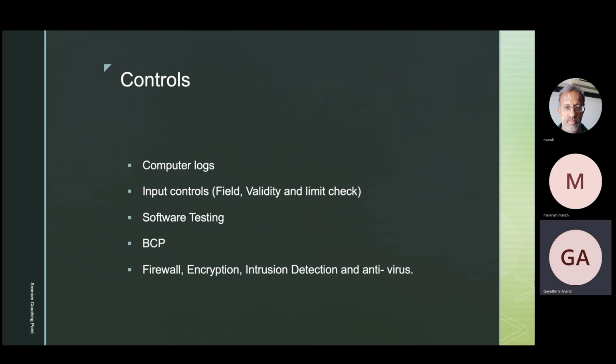And firewall, encryption, intrusion detection, and antivirus. These are basically logical controls. The firewall is prevention, encryption is prevention, intrusion detection is detection, and antivirus again could be a preventive or a corrective control. It falls under both categories.